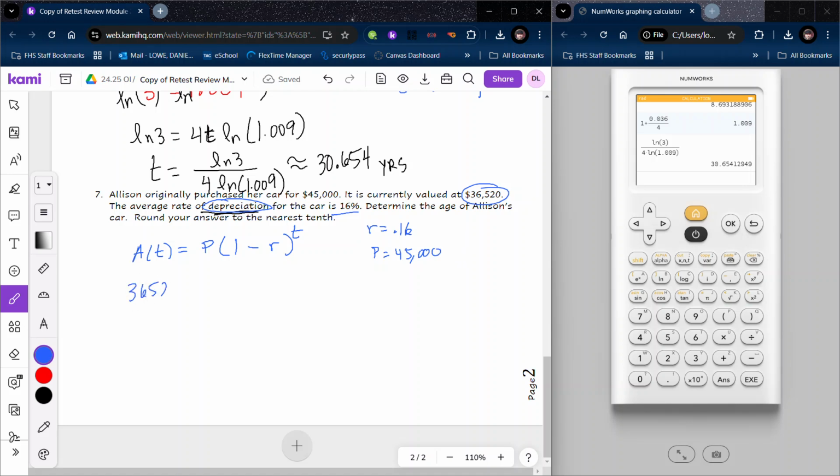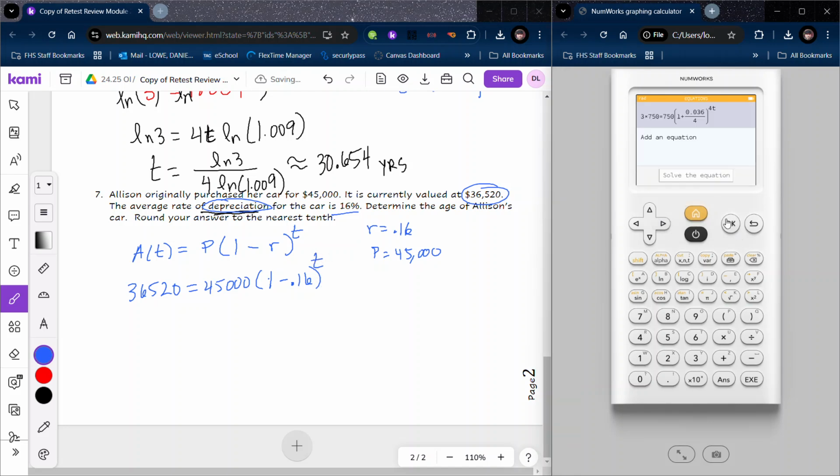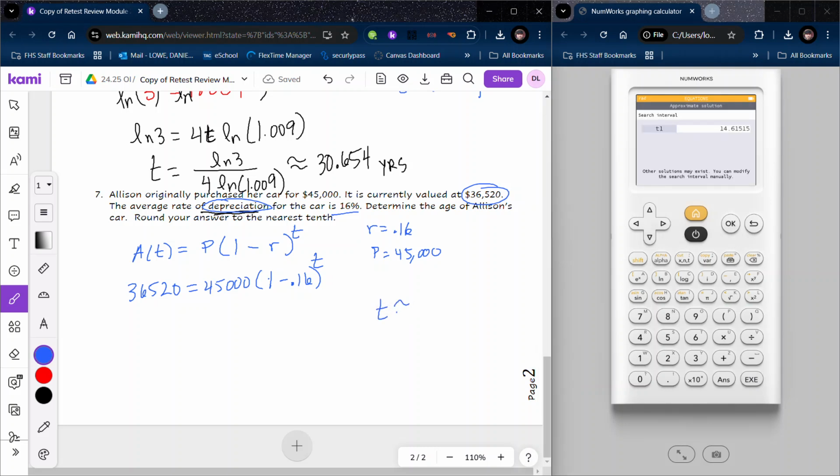So 36,520 needs to equal 45,000 times 1 minus 0.16 raised to the t power. With the equation solver, once I have my equation set up, 36,520 is equal to 45,000. Make sure I have enough zeros. Parentheses 1 minus 0.16, because I'm going down in value when I'm depreciating, and once again raised to the t power.